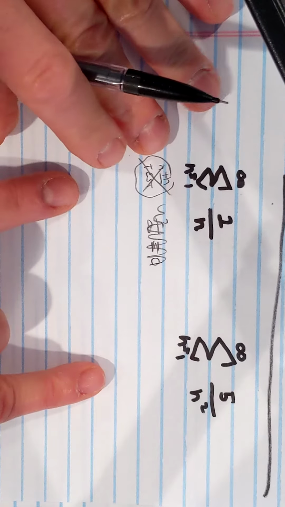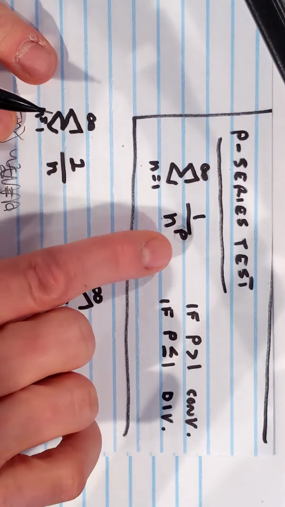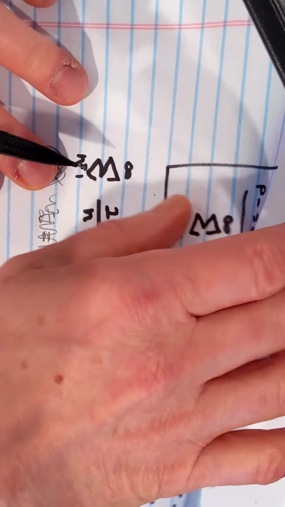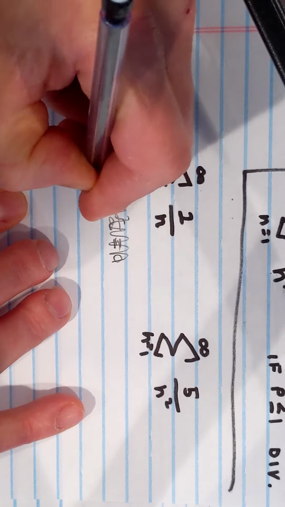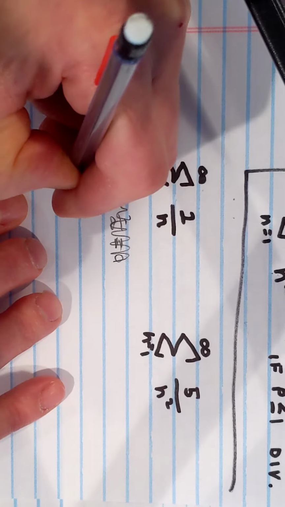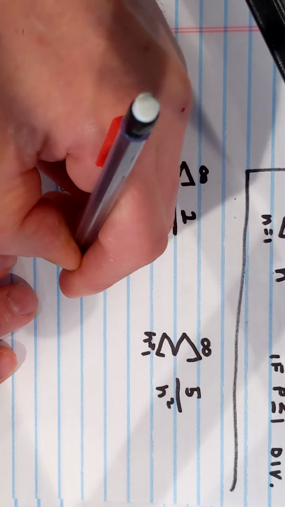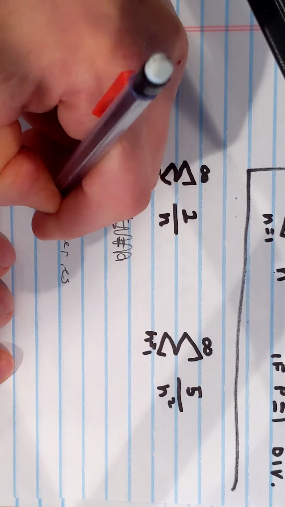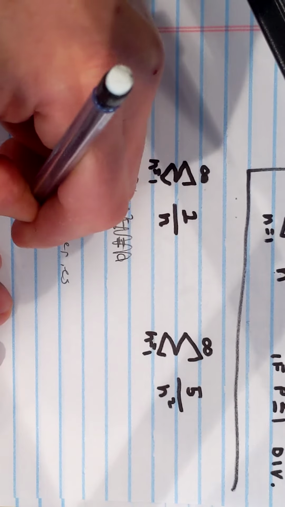So what I'm going to do is look at this. I'm going to say, oh, wait a minute, this is the p-series. My p is equal to 1. Therefore, by the p-series test, this will diverge.